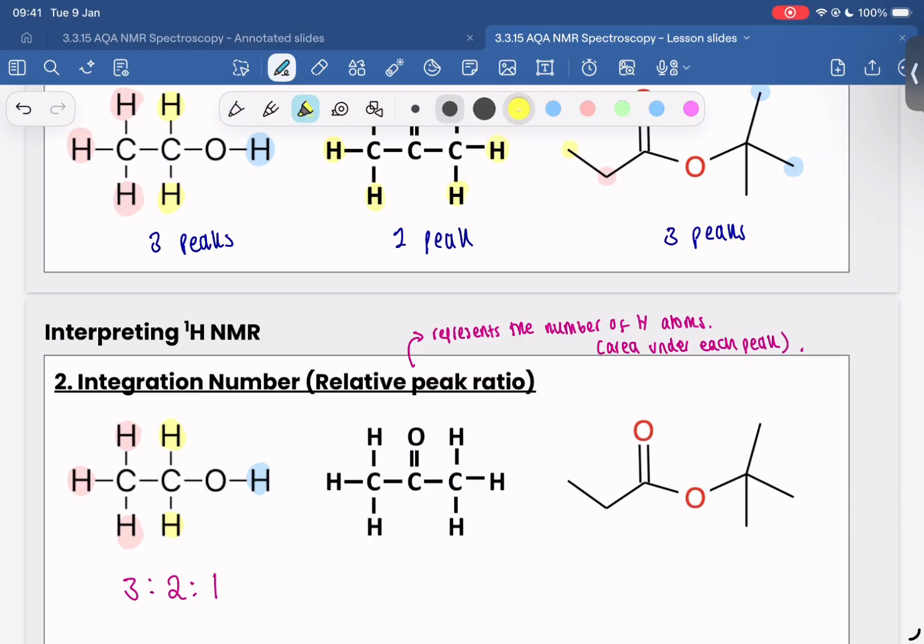The next one, propanone, because these are all the same hydrogen atoms, you can write 6, but it's a ratio, so it's basically just going to be 1 because you don't have anything to compare to, so it'll just be 1 in this sense.